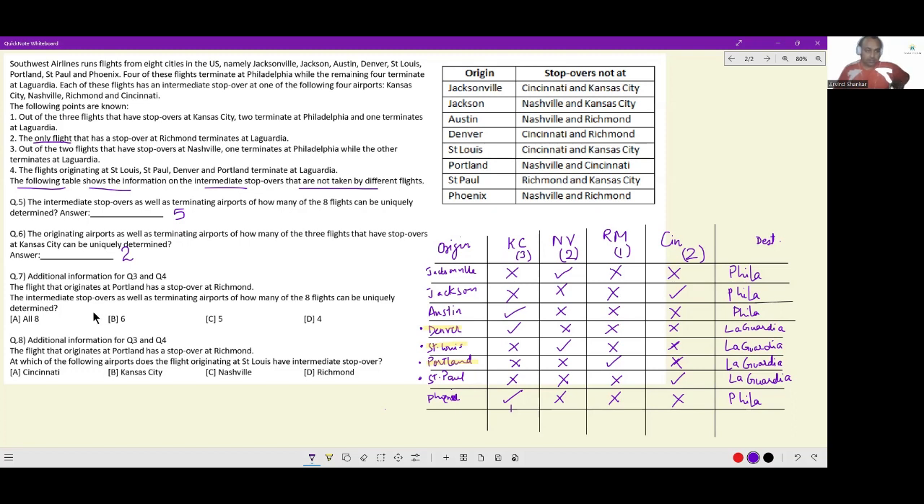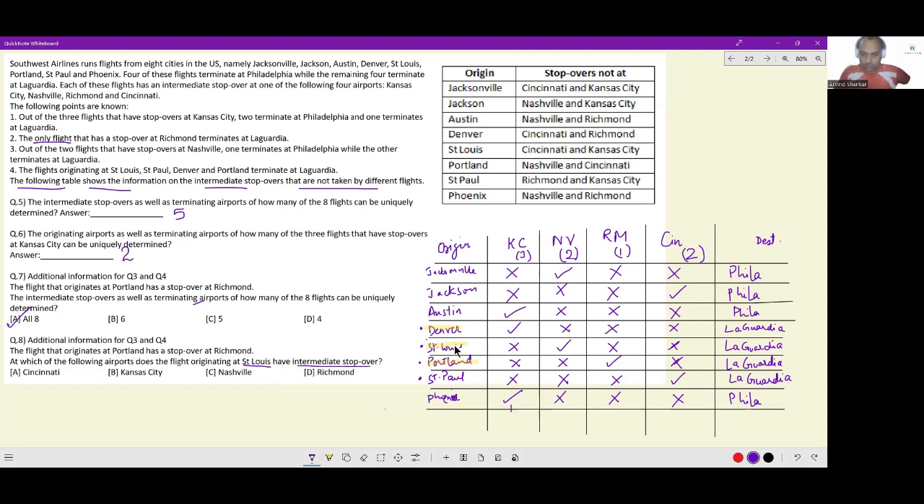So the question, the intermediate stopovers as well as terminating airports of how many of the 8 flights can be uniquely determined? All 8. For all of them, now we know what is the origin, what is the destination, and what is the intermediate stopover airport that they get at. Finally, the flight that originates at Portland has a stopover at Richmond, same thing. At which of the following airports does the flight originating at St. Louis have an intermediate stopover?